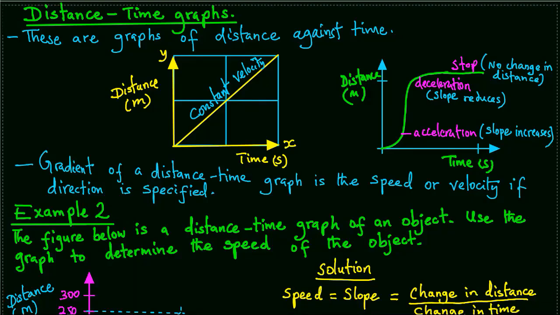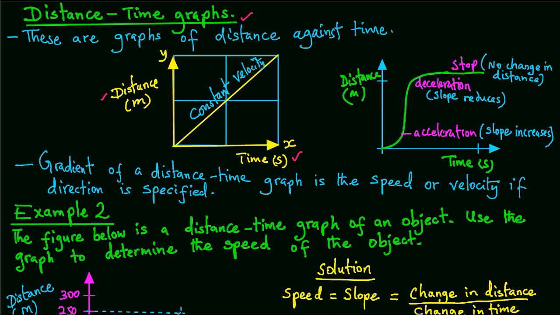So let's look at graphs in linear motion. Our first graph is distance time graphs. Now these are graphs of distance against time. That is, when distance is plotted against time on x-axis, then the graph is referred to as distance time graph.